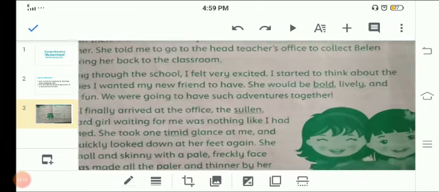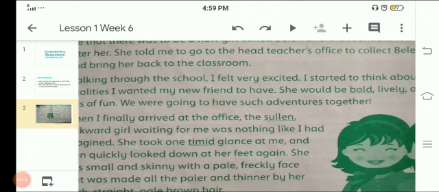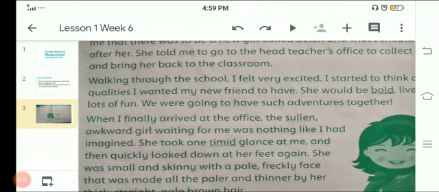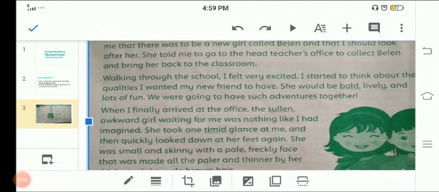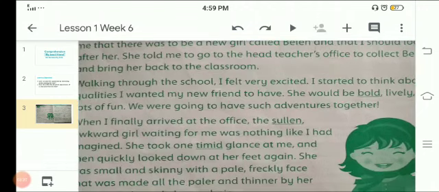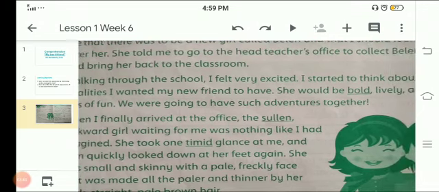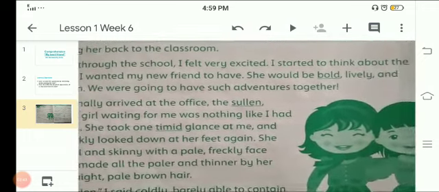Walking through the school, I felt very excited. I started to think about the qualities I wanted my new friend to have. Now, what the narrator is thinking, the narrator is a girl, and what she is thinking when she was walking through the school and she was going to bring the new girl: she felt very excited, and she was thinking about what qualities she wanted in her new friend.